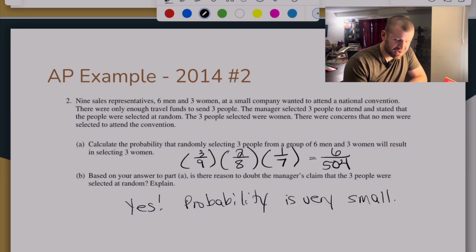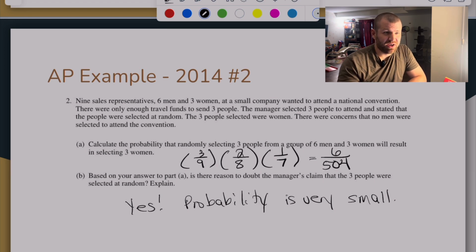Because really, when I look at that first part, 3 out of 9 is the probability of selecting a woman. 2 out of 8 is the probability of selecting a second woman, given that the first was a woman. And then the 1 out of 7 is the same deal. It's the probability of selecting a third, given that the first 2 were women. So we're using that AND formula in the first part.